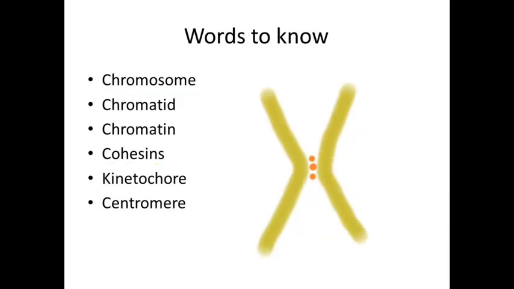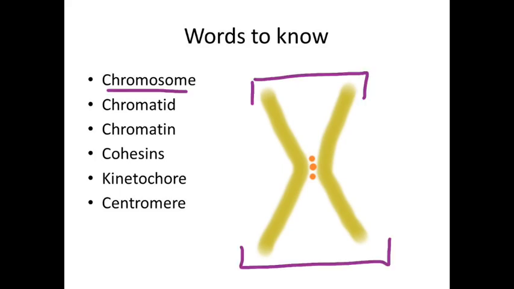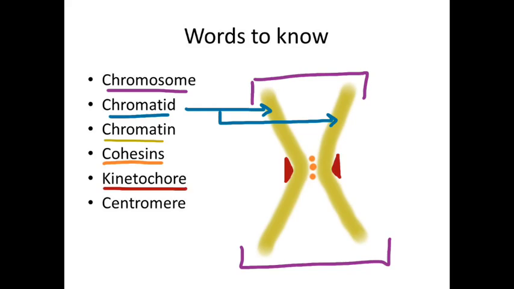So just zooming in on that replicated chromosome at the beginning of mitosis, the whole thing is a chromosome. The sister chromatids are the two independent fibers made of chromatin, that mustard yellow color. The cohesins are the proteins holding these sister chromatids together. The kinetochore is a bunch of proteins that gather on the outside of those sister chromatids on opposing sides.